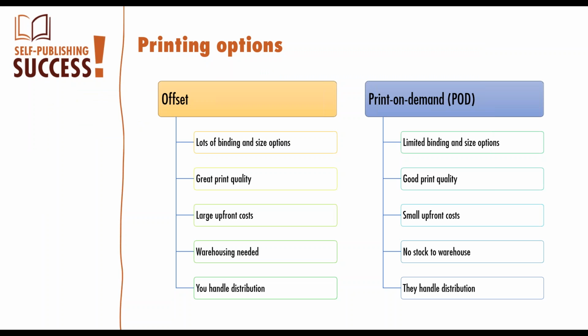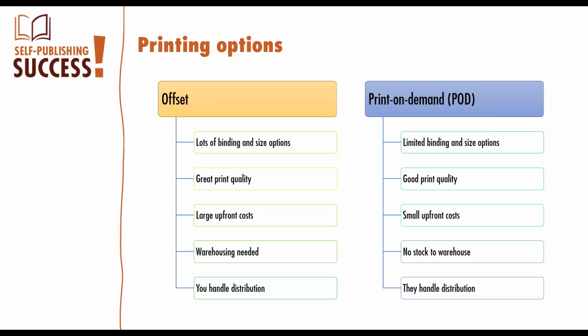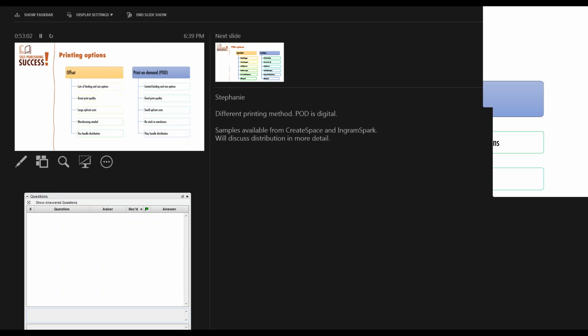Also, offset has the best printing quality. So if you have a photo book that you need that really glossy, high quality photos printed in this like coffee table type book, that's what you are going to want to look at. Print on demand, it's good print quality, but it's not that type of printing. They can do color prints, and some of them do okay, but it's not that really glossy wow factor of a print.